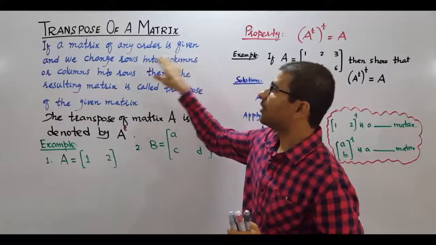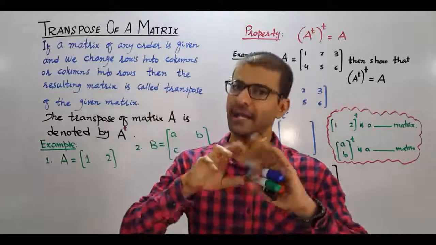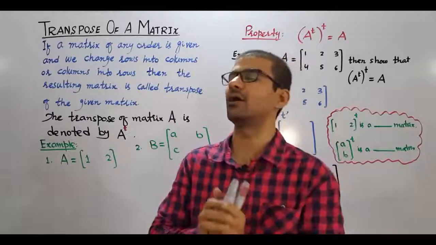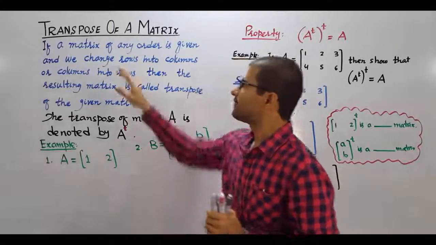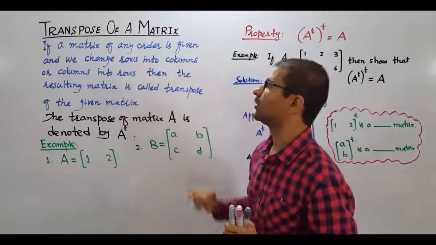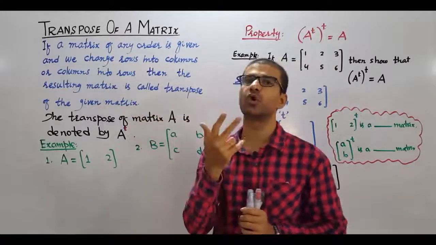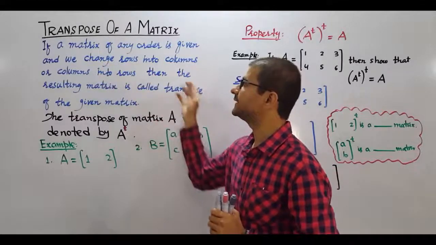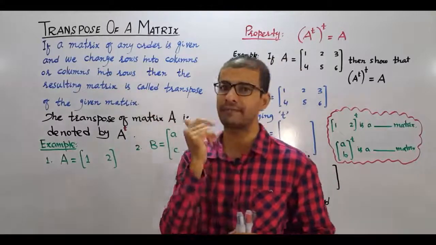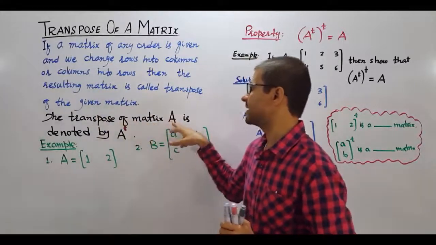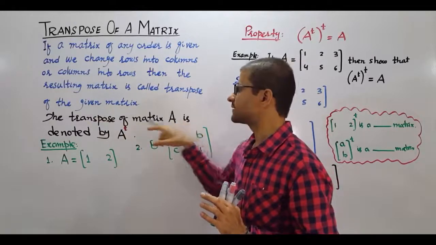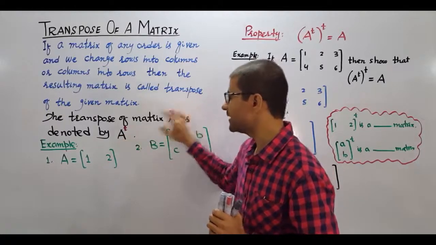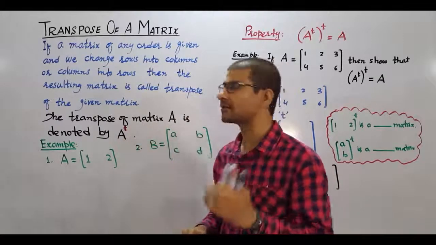If a matrix of any order is given, either a square matrix, a row matrix or a rectangular matrix, we change rows into columns or columns into rows. Then the resulting matrix is called the transpose of the given matrix. The transpose of matrix A is denoted by A raised to the power T, A transpose. If you have matrix B, then B raised to the T, B transpose.